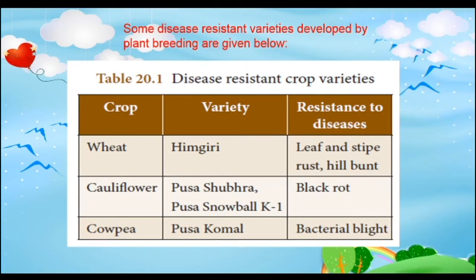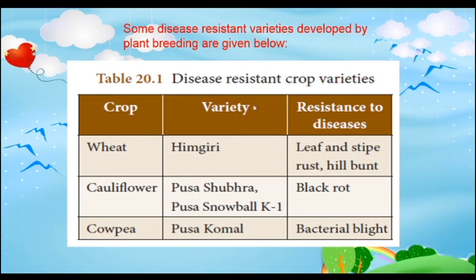Many varieties are produced, but here they have given certain ones. Wheat Himgiri is resistant to leaf and stripe rust, hill bunt. These details we are going to study later. Then cauliflower, Pusa Shubhra, Pusa Snowball K1, black rot. And cowpea, Pusa Komal, bacterial blight.